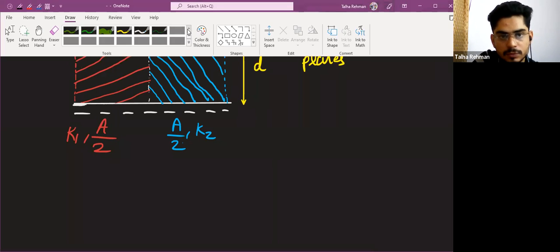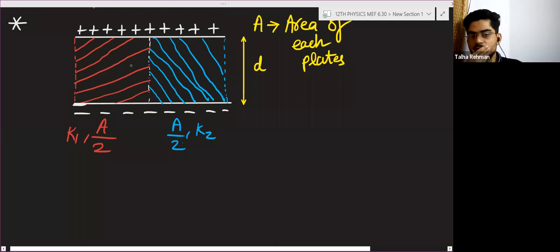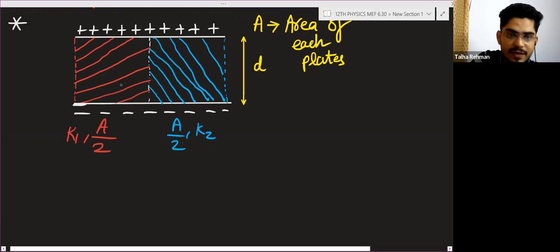Now see here, this will become one capacitor, and this will become another capacitor. Now these are not the same capacitance. If I want to calculate the capacitance, I am supposing this as C1 and this as C2. Means here is capacitance C1 in A by 2 area, and a capacitor of capacitance C2.